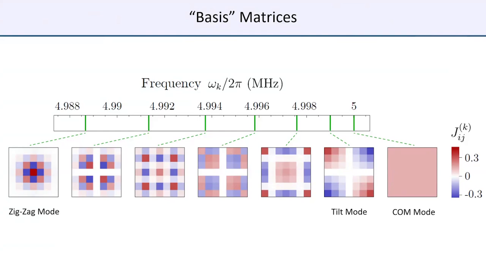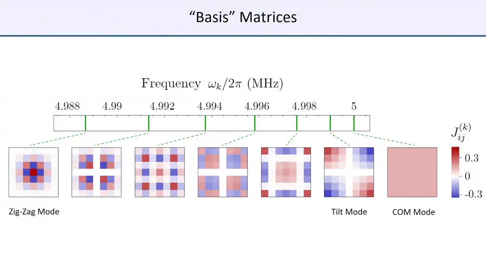Tilt mode, that's the one where the left side is 1 and the right side is -1. I take an outer product with itself. I get 1 in the top left, 1 in the top right, but then -1s in the opposite corner. And I can do this for all of these different modes.